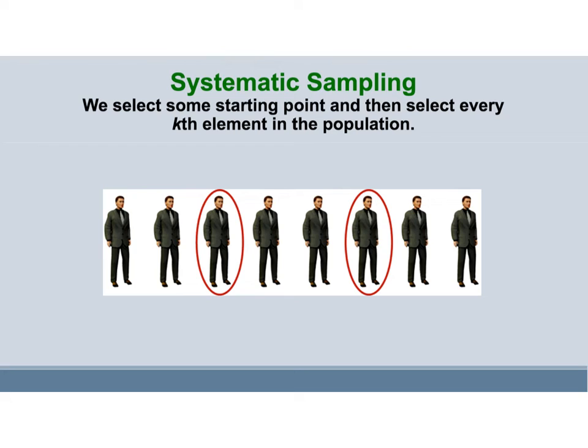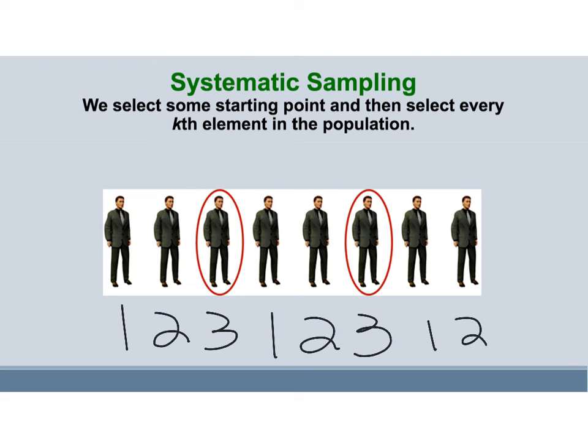Another type of sample is a systematic sample, in which we select some starting point and then select every kth element in the population. In this case, our kth element would be 3, because we do 1, 2, 3, and then we pick that person. And we do 1, 2, 3, and we pick that person. And then if we did it again, it'd be 1, 2, and then 3 would have been this person who's not here. So in this case, we would only have these 2 people in our sample. The K can be absolutely any number you want it to be. If you had a whole bunch of stuff to sample from, you'd probably pick a bigger number. If you had a small number to sample from, you'd pick a smaller number.